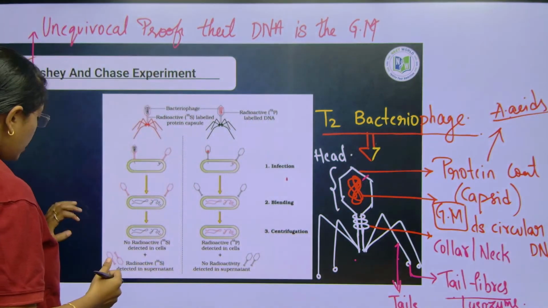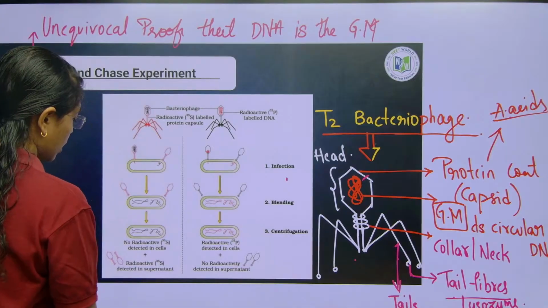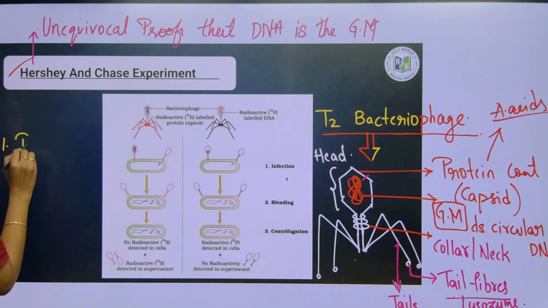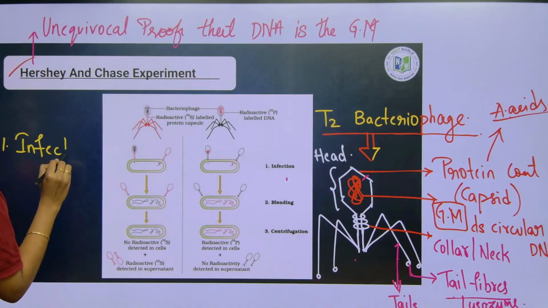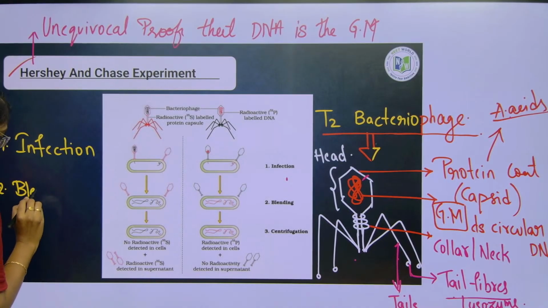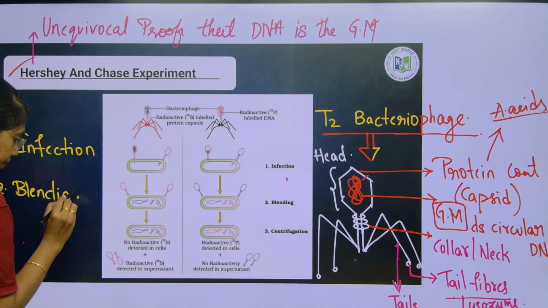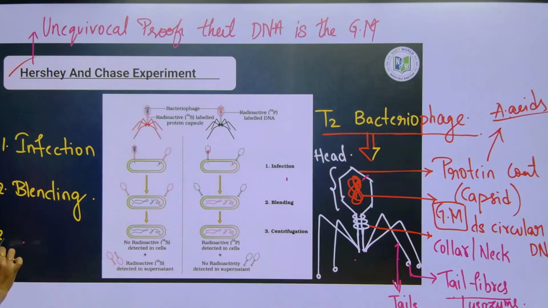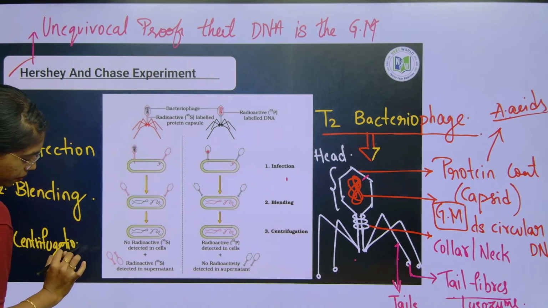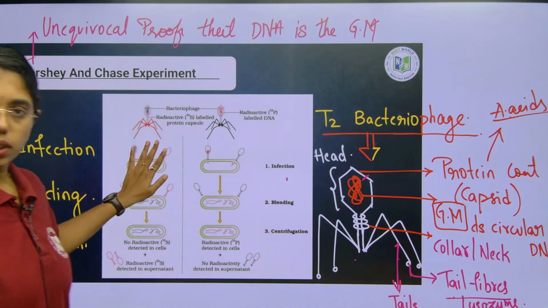Here if you see, we have 3 underlying steps. First, infection. Second step is blending. Third step is centrifugation. Yeah, here we go with this.